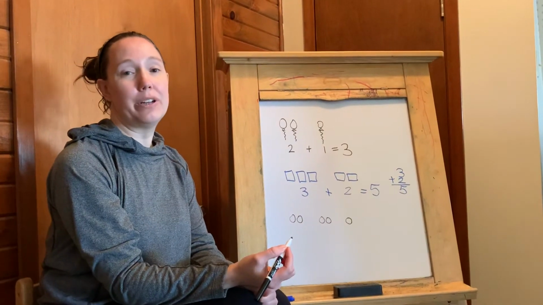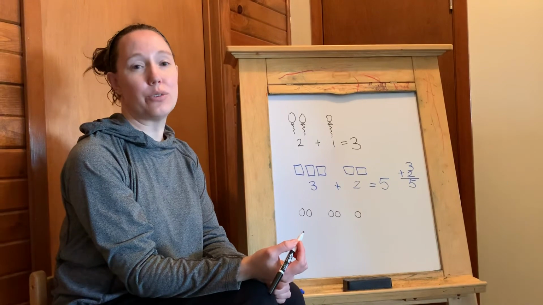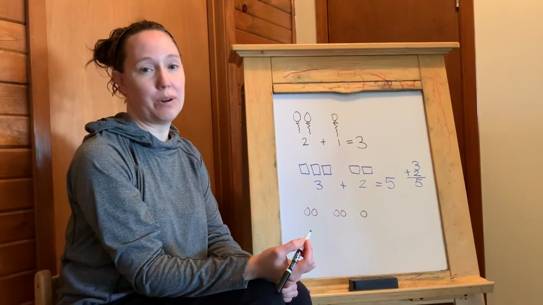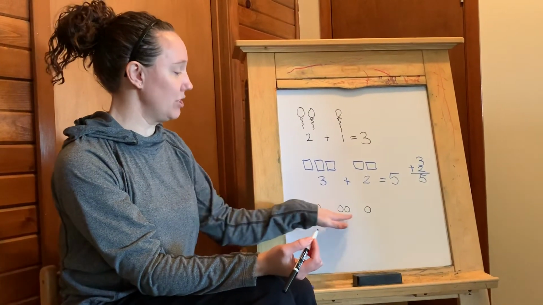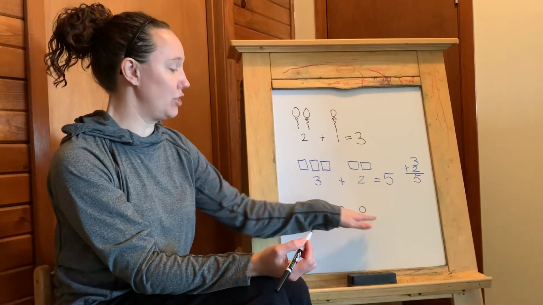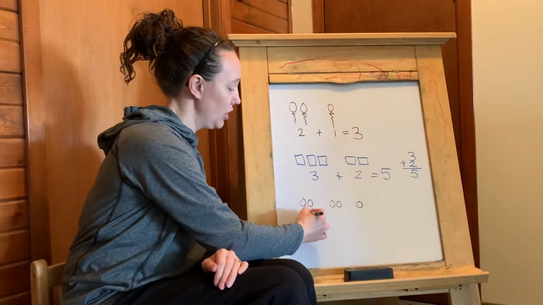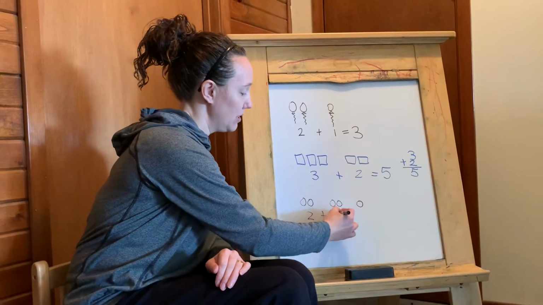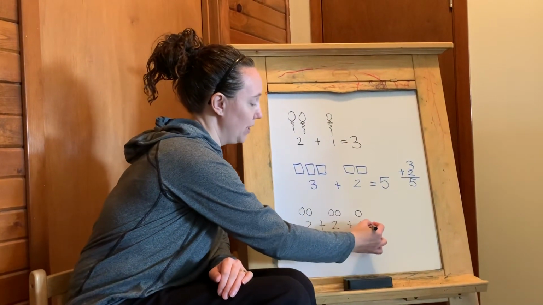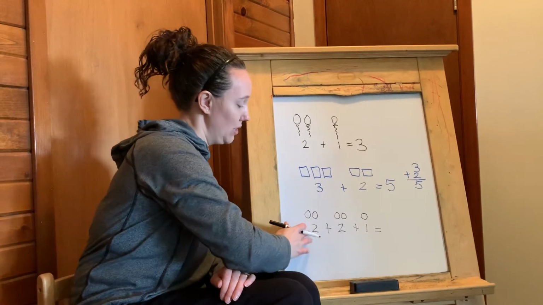And again, we want to know how many she has all together. So that tells us that this is an addition problem. I can count my pictures and know that she has 5 balls. But I'm also going to work on my equation. 2 plus 2 plus 1 equals 5.